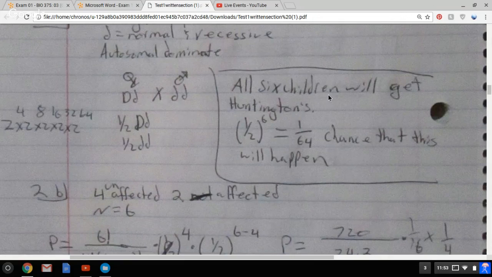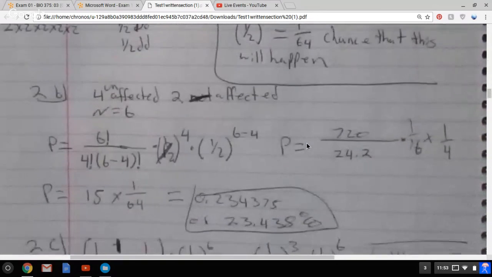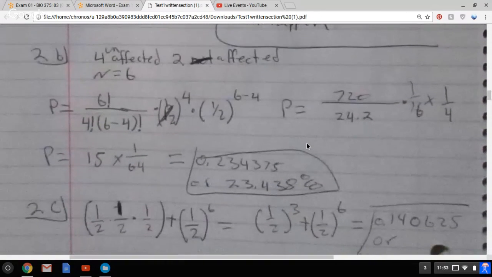And the first question is, all 6 of the children will get Huntington's. And so I put the probability of one child getting Huntington's, and then I raised that to the 6th so that it would show the chance of all 6 of them getting Huntington's. For the second question, it asked if they'll get 4 unaffected and then 2 affected children.